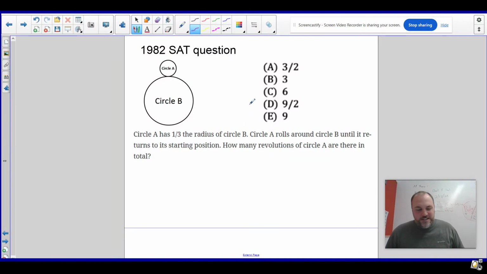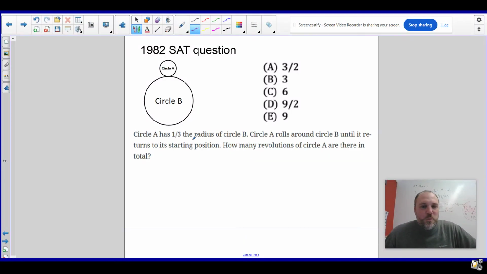Okay, so the reason why this 1982 SAT question is so famous is that after the SAT was over, a handful of students wrote letters to the College Board and said there were some issues with this question. They put together a really nice proof and were able to show that the correct answer was not actually one of the answer choices. So in 1982, not one single person got this one correct, because the correct answer choice was not given. So I'd like to go through this one with you.